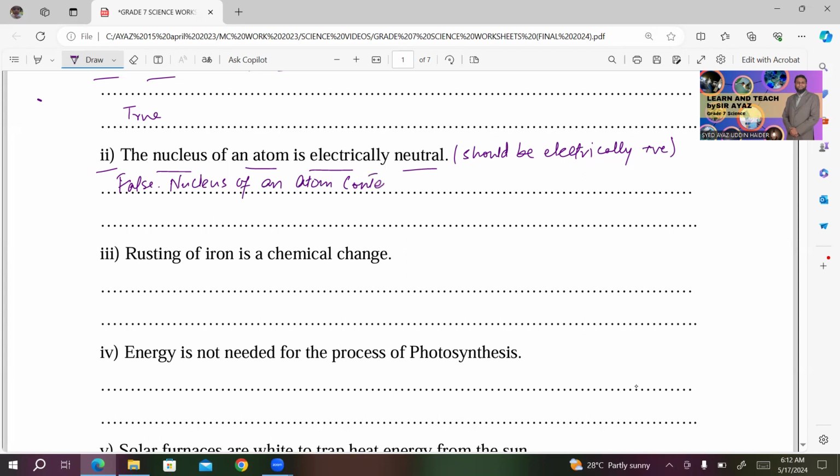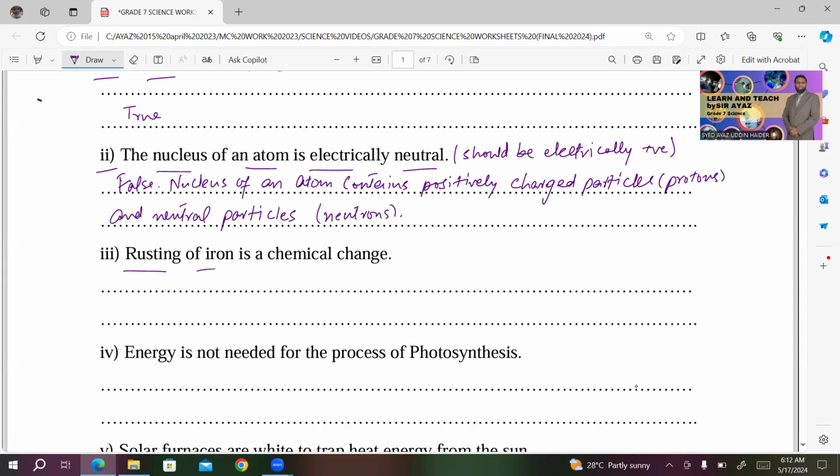contains positively charged particles, which are protons, and neutral particles, which are neutrons.